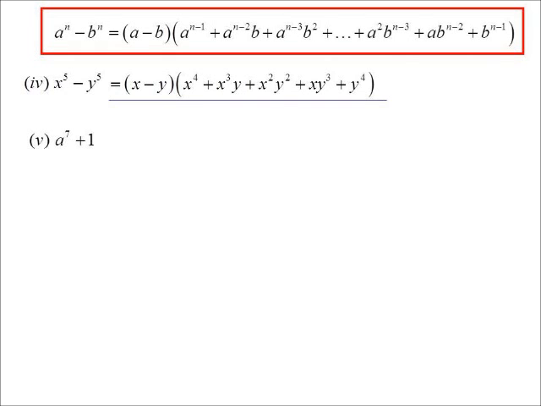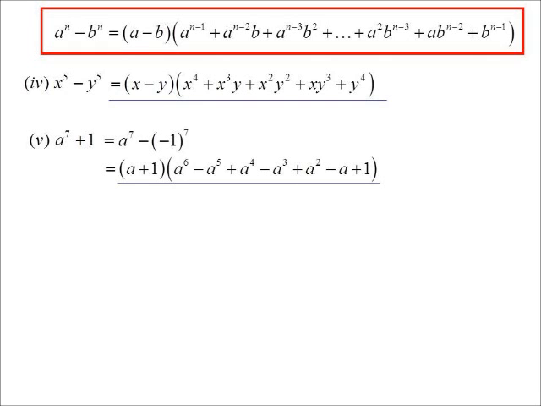A to the 7 plus 1, as I was saying, it's like the minus minus. So we end up with a plus 1, powers of a go down by 1, powers of 1 go up by 1, but 1 to the power of anything is 1, signs alternate.